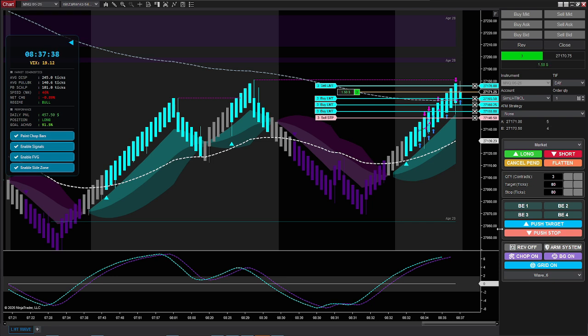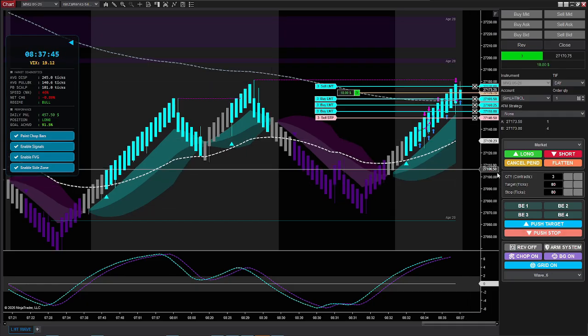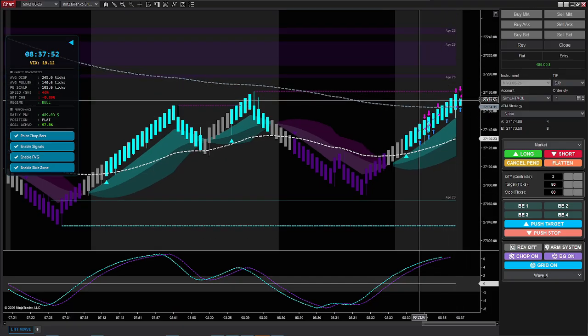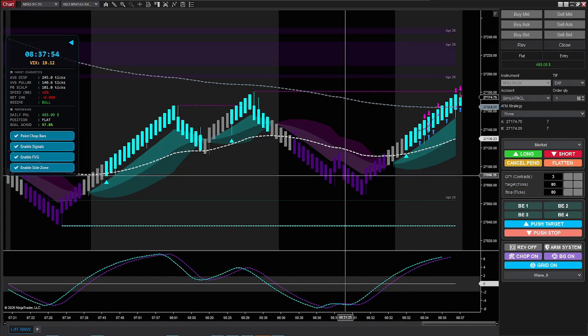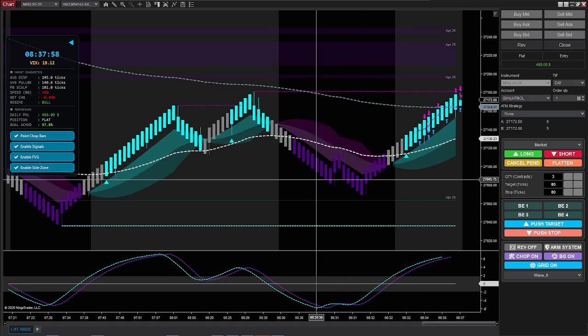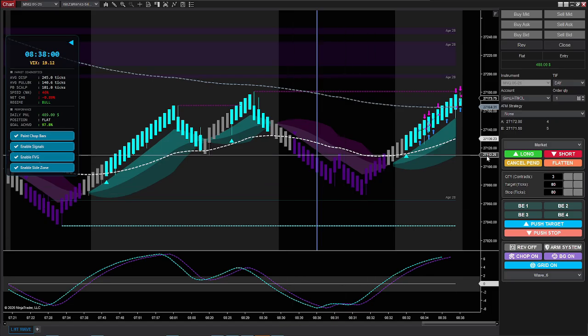I can also move the stop here and close the trade whenever I want. As you can see, we are trading in the middle of high volatility, right at the open. My chart is set to Chicago time. The market opened here at 8:30 a.m. Chicago time. We are trading and generating profits.